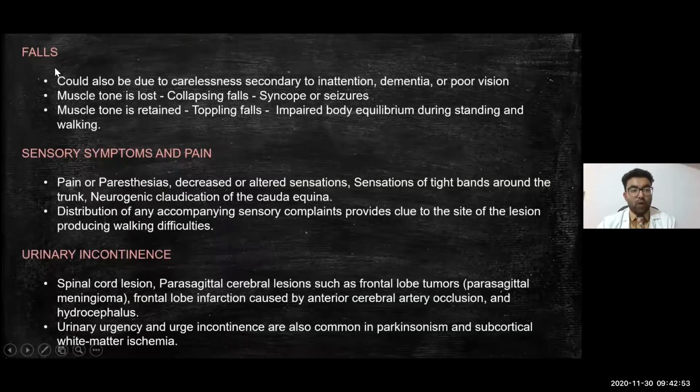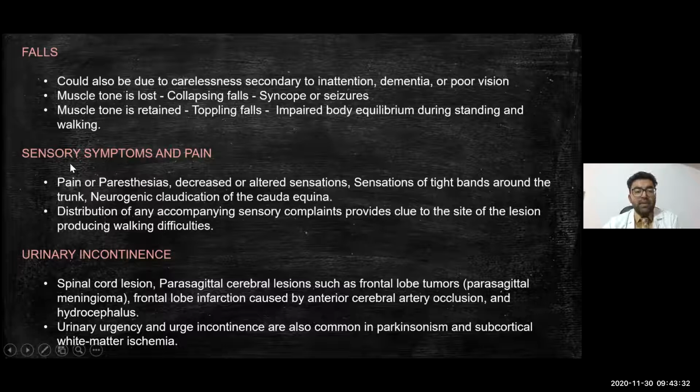The patient might complain of falls. Whenever you encounter a patient who complains of falls, it could also be due to carelessness, secondary to inattention, dementia, or poor vision. Second thing, you ask about muscle tone, whether the muscle tone is lost or not. If the muscle tone is lost, then it is known as collapsing falls, which we usually find in syncope or seizure. If the muscle tone is retained, then it is known as toppling falls, which is secondary to impaired body equilibrium during standing and walking.